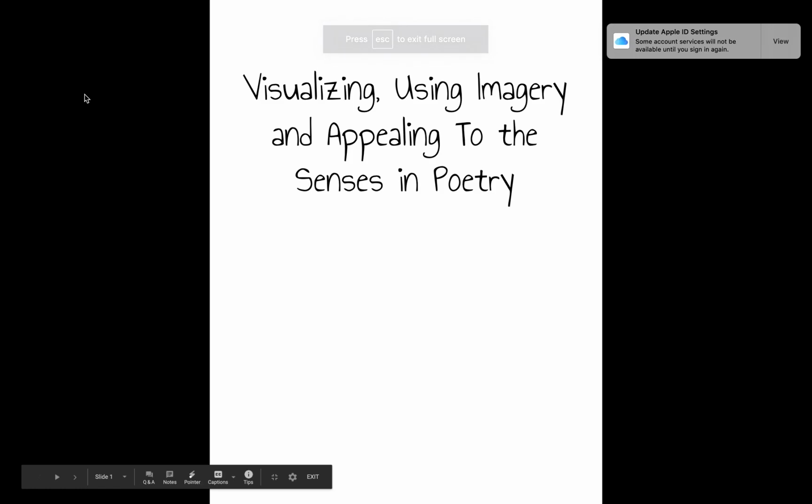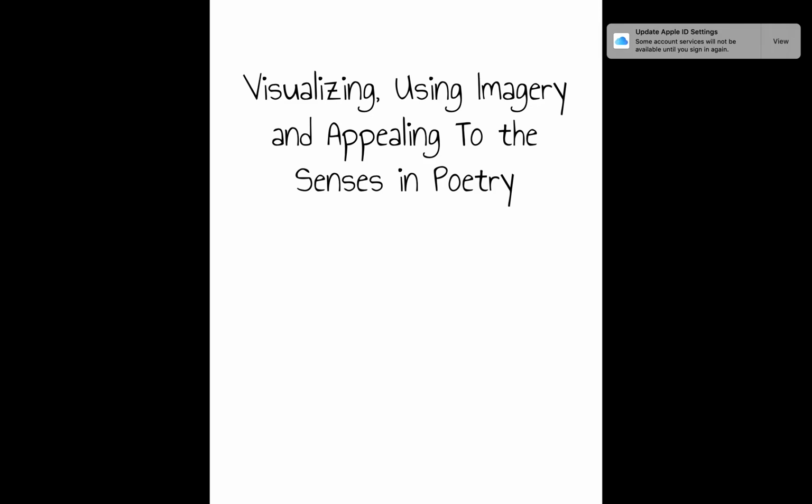Good morning, fourth graders. We are going to be continuing with our poetry unit. So today what we're going to be talking about is visualizing, using imagery, and appealing to the senses in poetry. So what does that mean? We've talked a lot about reading and visualizing what we're reading, right? So it's painting a picture in our mind of what the words are telling us to see. Imagery is another word for pictures. So using imagery is using pictures based on our words.